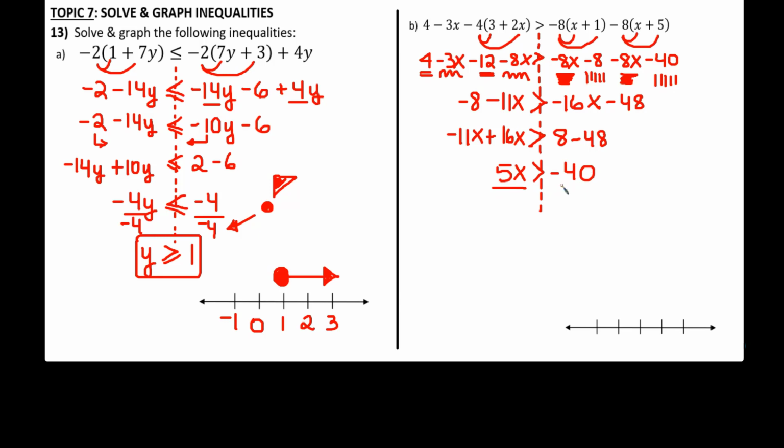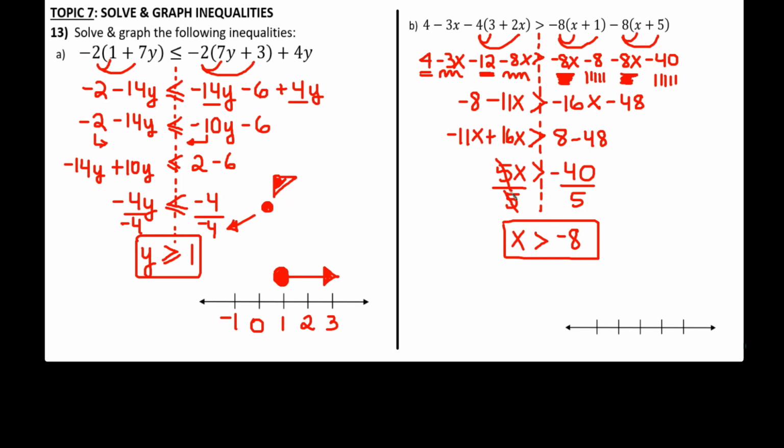Last step is to divide both sides by 5. And that means the 5 cancels. The x is left alone. Now, notice here, I am not dividing by a negative number, so we do not flip. Okay, it doesn't matter that the top number is negative. What does matter is the bottom number. The bottom number is not negative, so that means we don't flip. So this would be -8.